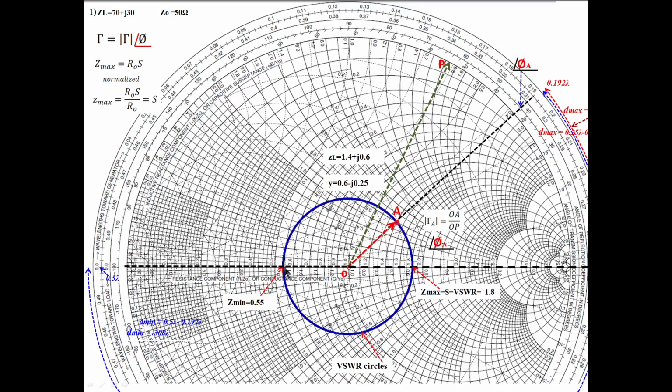The minimum impedance is observed here, and what is that value? You can read whatever value is observed here. For this example it is 0.55. So minimum impedance like this we can read. This is normalized, multiply this by the characteristic impedance, we will get the actual minimum impedance. So on the Smith chart we can read the maximum.